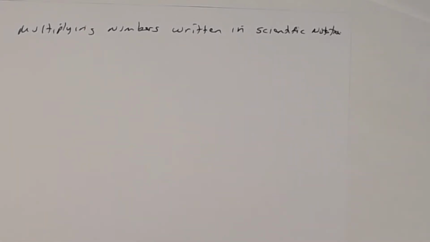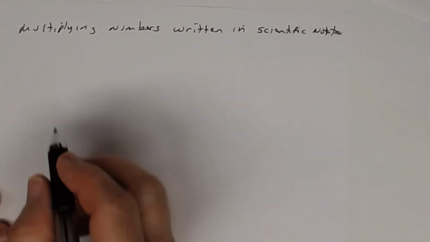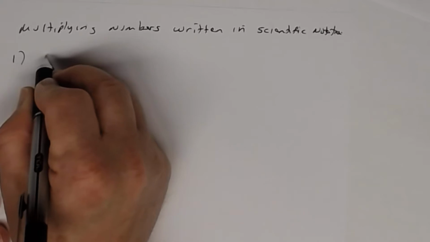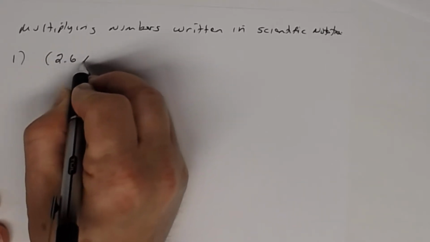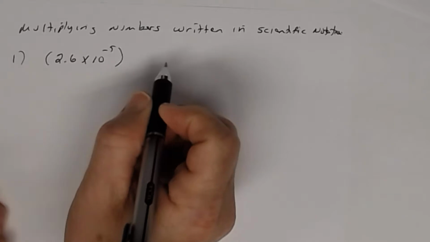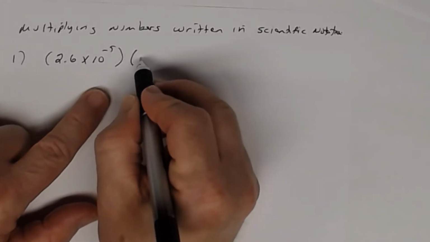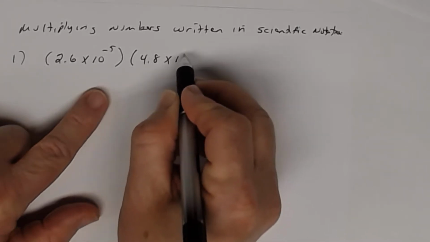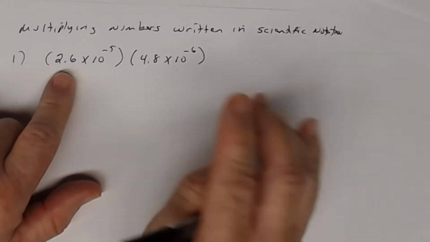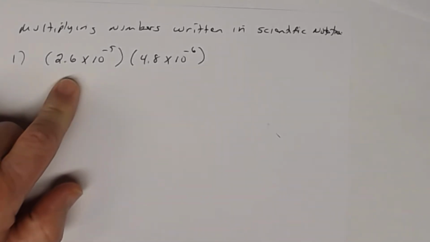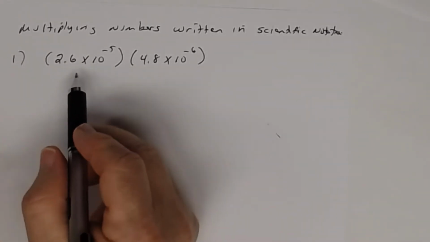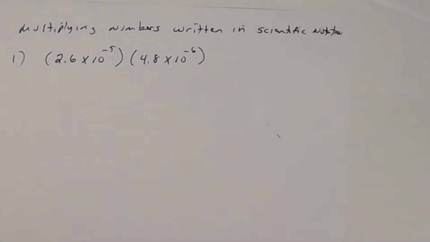All right, so in this lesson, we're going to multiply numbers that are written in scientific notation. So for example, in the first one, we have 2.6 times 10 to the negative fifth. So this is a number in scientific notation. And then that's going to be multiplied by 4.8 times 10 to the negative 6. So see, I have two numbers, and both of those are written in scientific notation. Now remember, make sure you recall what makes a number written in scientific notation.